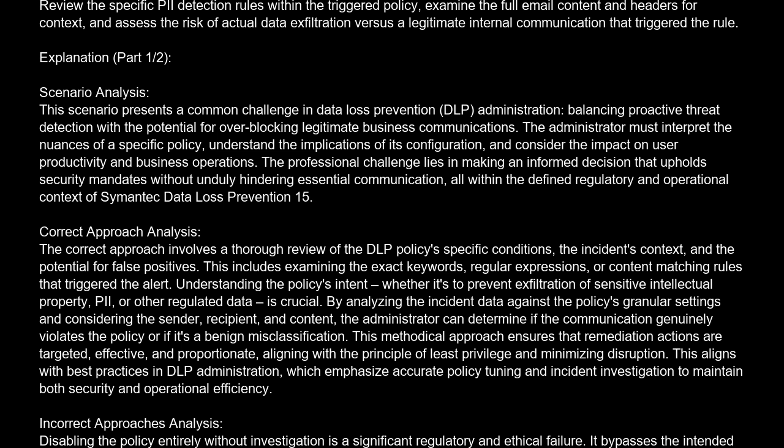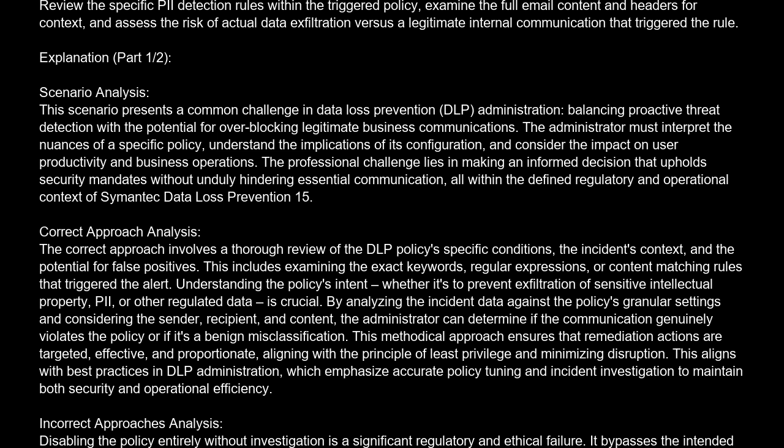Correct approach analysis. The correct approach involves a thorough review of the DLP policy's specific conditions, the incident's context, and the potential for false positives. This includes examining the exact keywords, regular expressions, or content matching rules that triggered the alert. Understanding the policy's intent, whether it's to prevent exfiltration of sensitive intellectual property, PII, or other regulated data, is crucial. By analyzing the incident data against the policy's granular settings and considering the sender, recipient, and content, the administrator can determine if the communication genuinely violates the policy or if it's a benign misclassification.